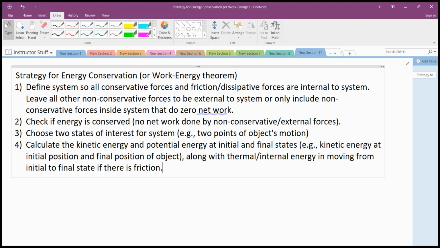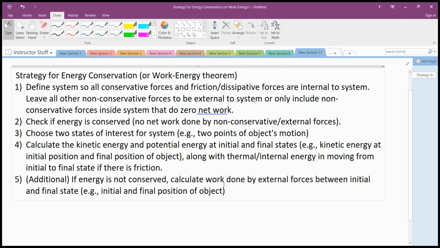Then also, if there is friction as the object moves from the initial to final state, include a thermal or internal energy, as it's sometimes called, term as well. Calculate what that should be. Or if you're using the work-energy theorem, calculate the work done by that dissipative force, by friction.